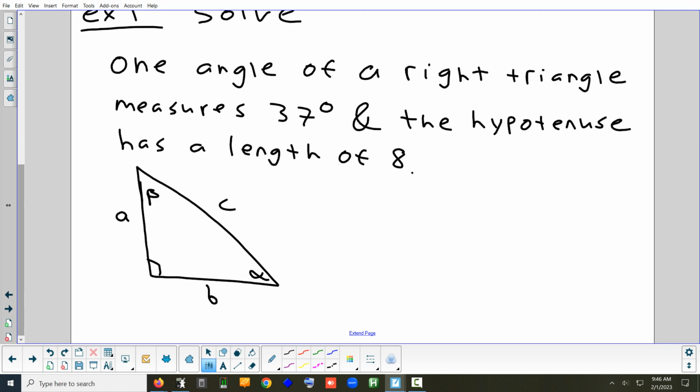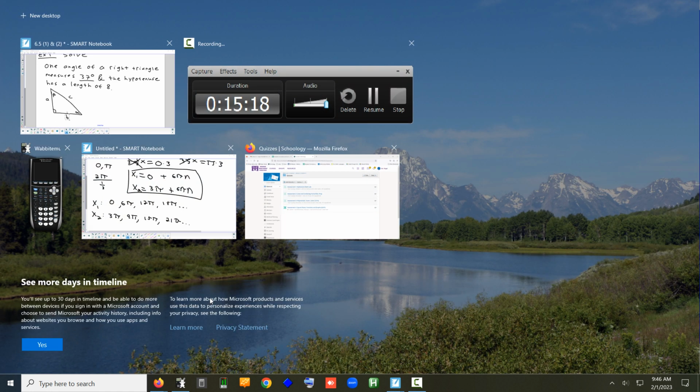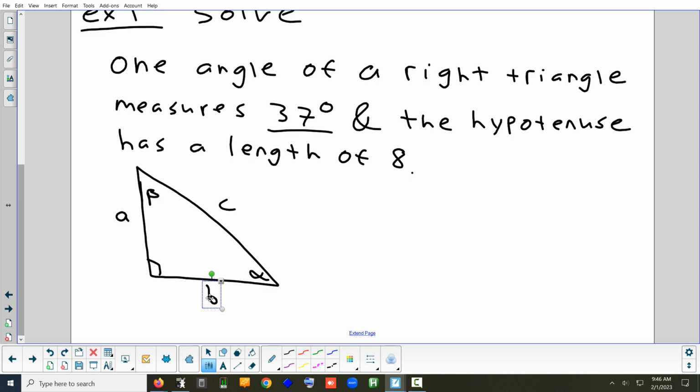One angle measures 37 degrees. Which angle? Alpha or beta? It doesn't matter. They didn't tell you which one it had to be. So if you put it in a different spot than me, you're just going to have A and B switched. But you're still going to get the same two answers.